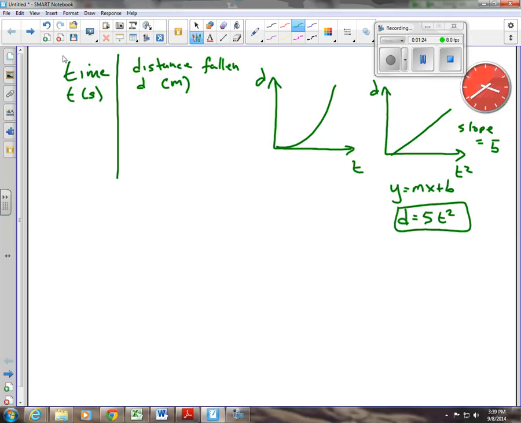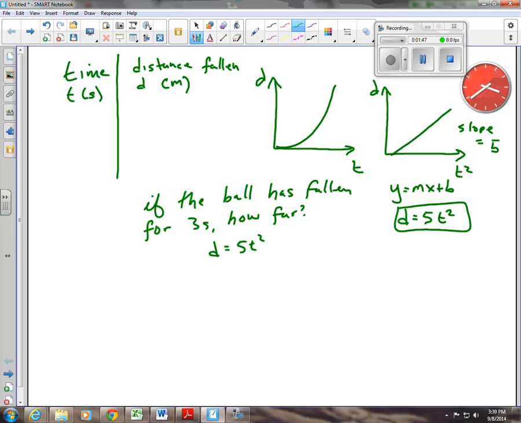And I think we're all getting pretty good at doing that. Then I might ask this question. If the ball has fallen for 3 seconds, how far has it gone? And we know how to do that too, right? We're going to plug into that equation. So d equals 5 t squared. D equals 5 times 3 squared. And we do that, we'll get the distance of 45 meters. So we can answer that question.